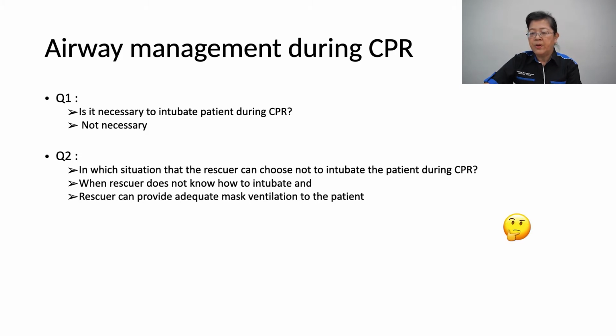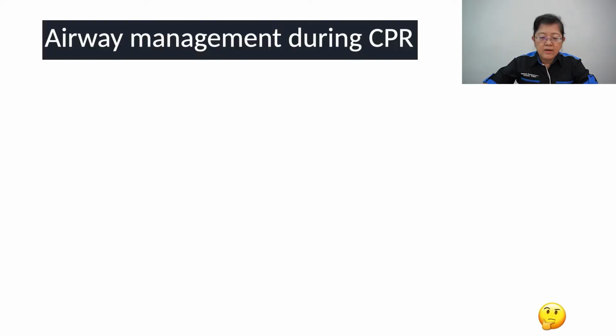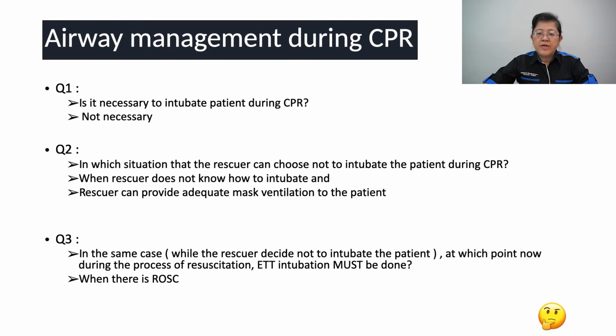But how do you know your mask ventilation can achieve that target inspired volume? The answer is whenever there is visible chest rise. This goes for a tidal volume of 5 to 6 ml per kilo to the patient. Now, question number 3. For the same case, when does the rescuer have no choice but to intubate the patient? The answer is when there is return of spontaneous circulation, because you have to do post-cardiac arrest care for this patient.